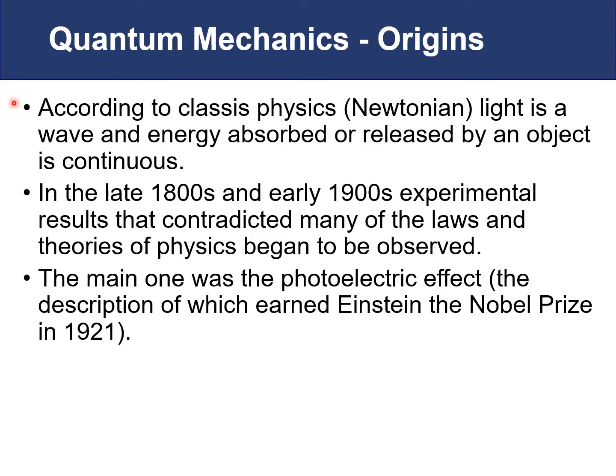But in 1801, an English physicist named Thomas Young performed what is called the dual slit experiment, which we will get into in later videos in this section, which demonstrated that light behaved like a wave. But in the late 1800s and early 1900s, experimental results that contradicted many of the laws and theories of physics began to be observed. Some of these included the photoelectric effect, which is what led to Einstein winning the 1921 Nobel Prize. Others include black body radiation, as well as heat capacity.